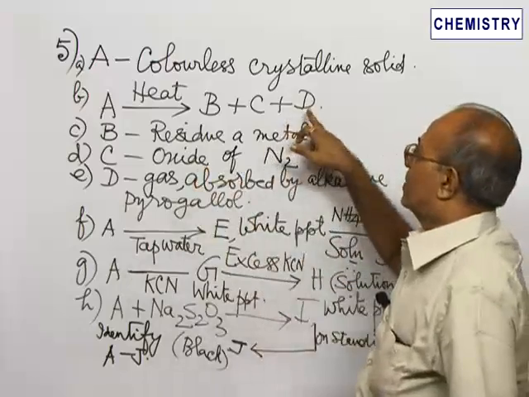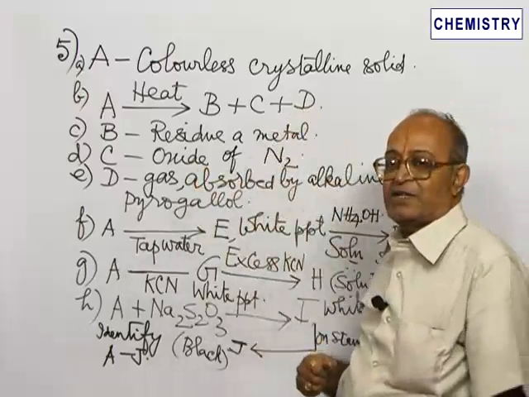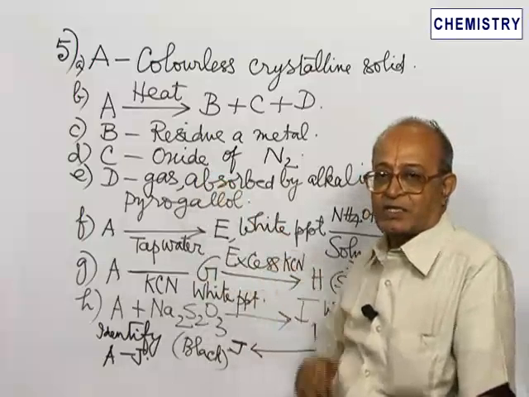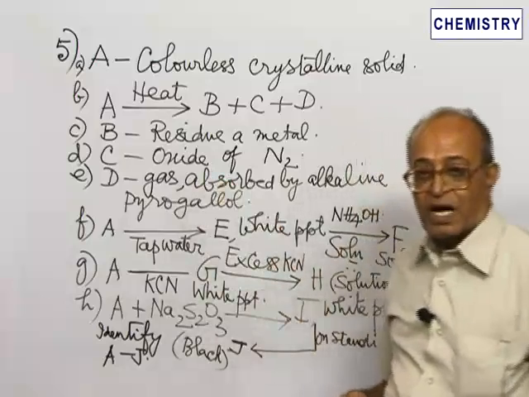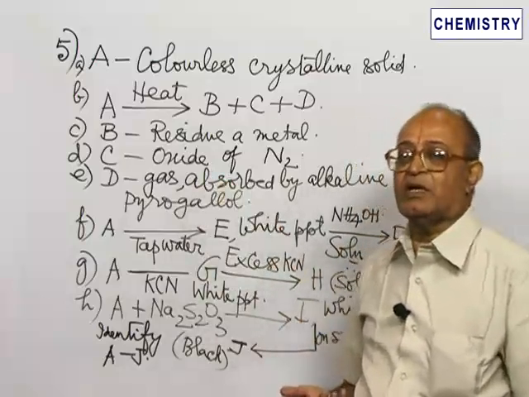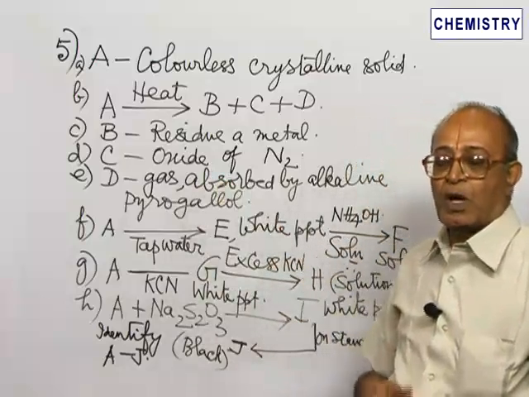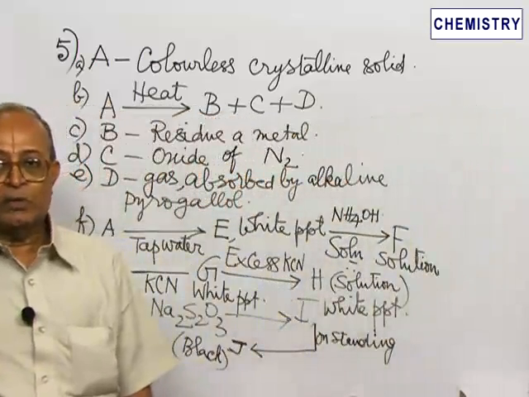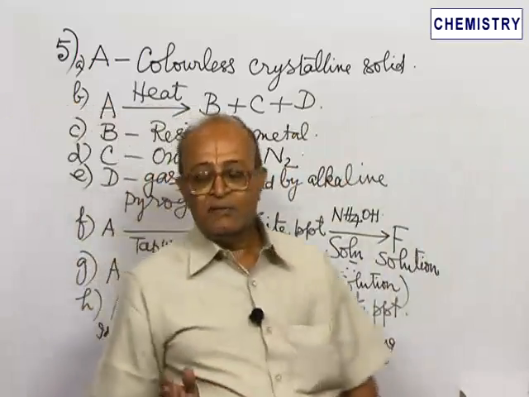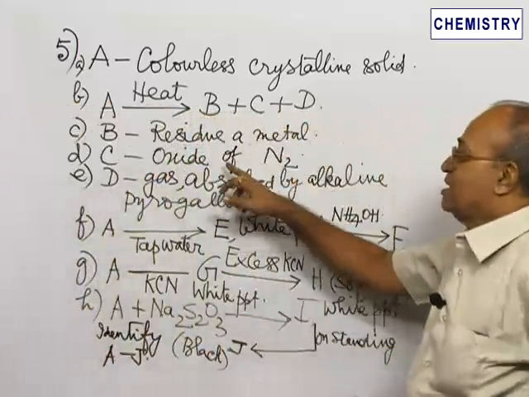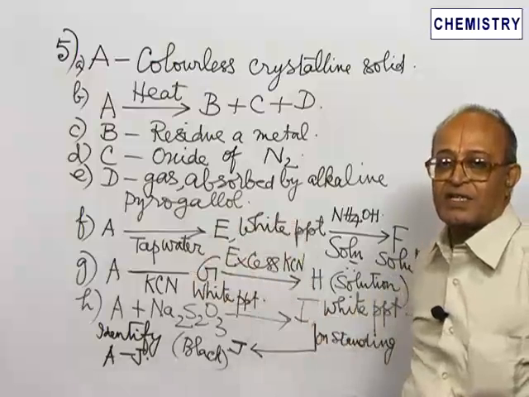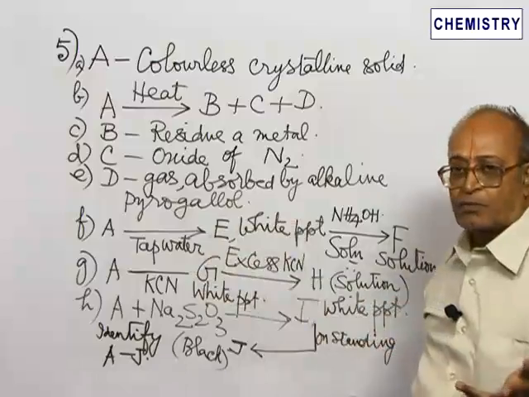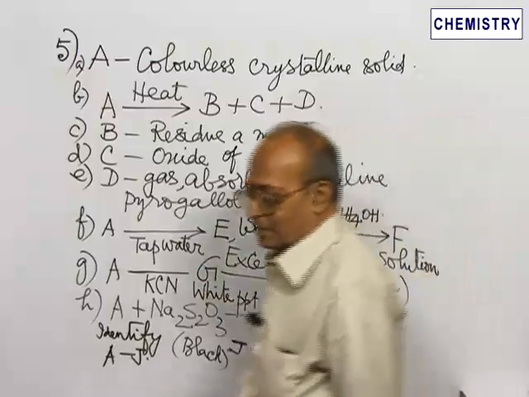All right. Oxide of nitrogen means even though it is not given, it should be a gas. But this oxide of nitrogen may be NO or NO2 or N2O. So, it is given that C is an oxide of nitrogen, that's all. But what type of oxide it is, we don't know. All right. D.